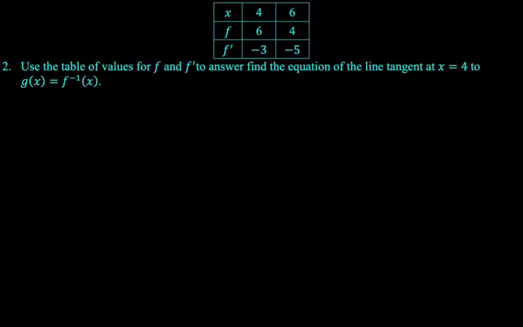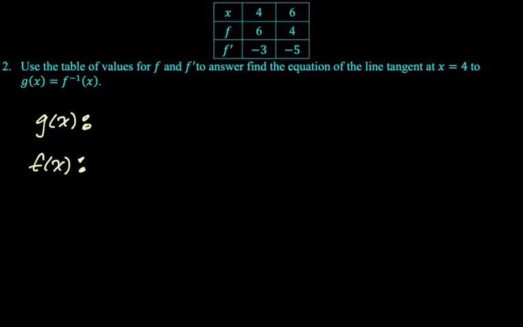We're going to use the table of values for f and f prime to answer, I don't know what we're doing, to find. Well, let's just find. So find the equation of the line tangent at x equals 4 to g of x, which is f inverse. So this is like your typical inverse problem.